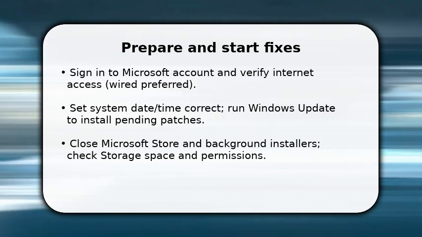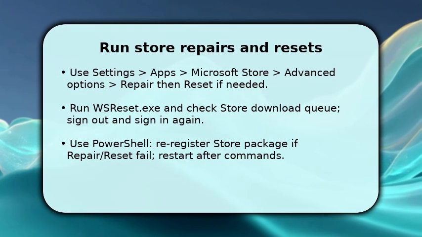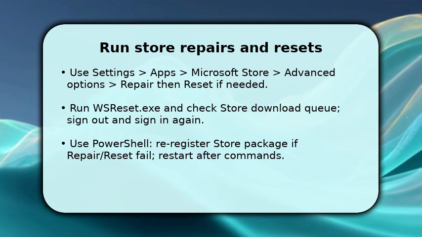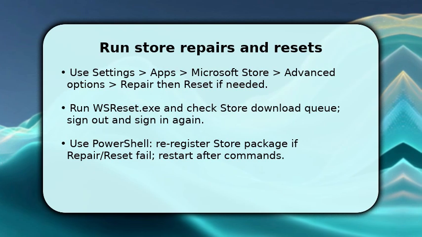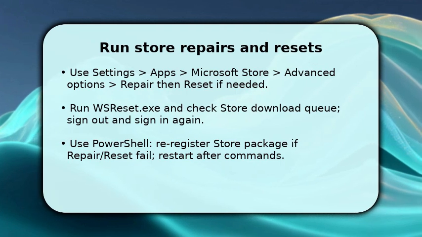Finally, close the Microsoft Store app and any installer processes, and confirm you have enough disk space and app permissions before moving on. Next, repair and target the Store app itself so updates can resume. Open Settings, go to Apps, find Microsoft Store, choose Advanced Options, then click Repair. Try Update and only reset if repair fails because reset clears data.